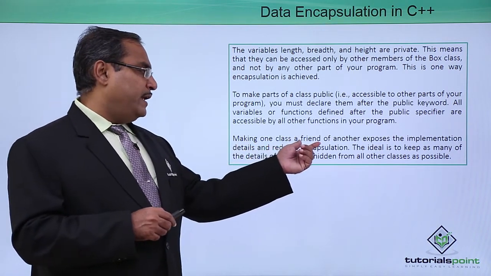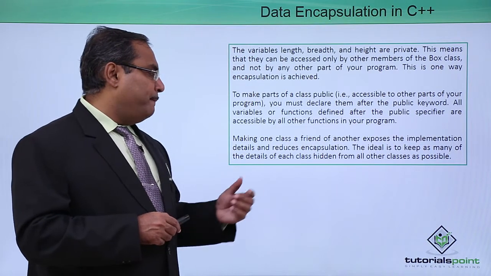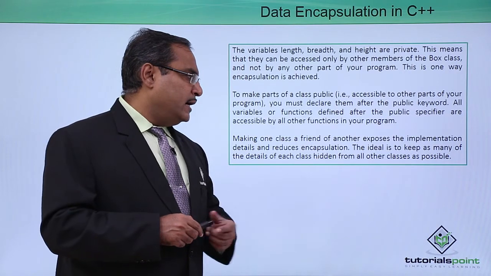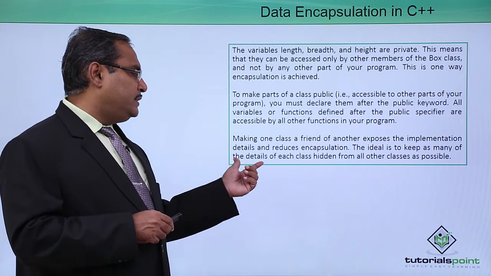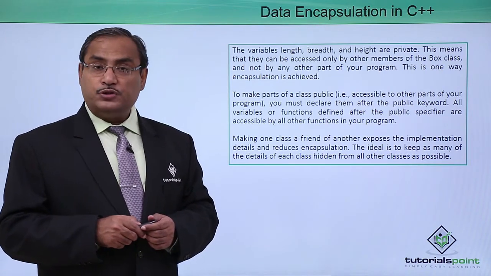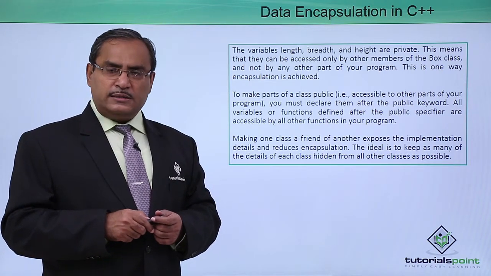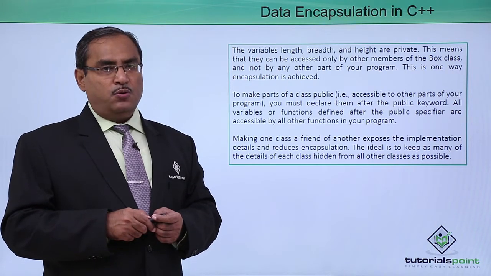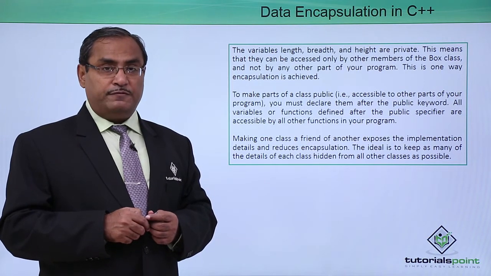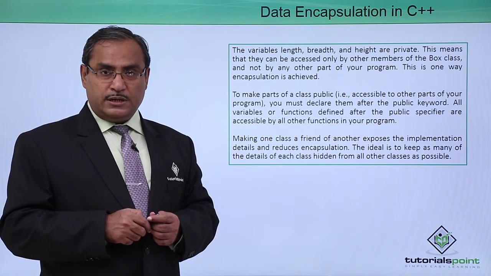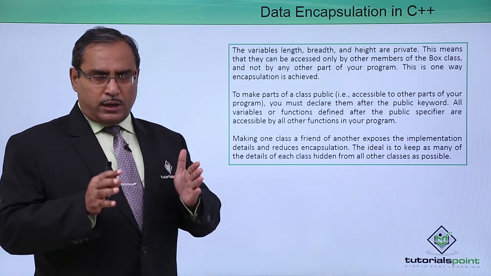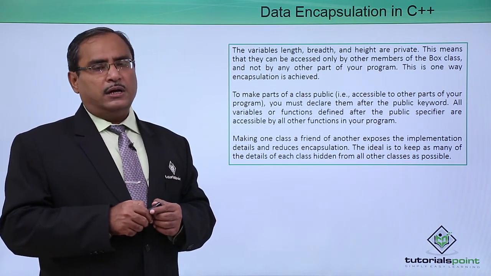Making one class a friend of another exposes the implementation details and reduces encapsulation. The idea is to keep as many of the details of each class hidden from all other classes as possible. So only the friend function implementation will go for some relaxation of this security. Otherwise, if we define all the private members, they will be inaccessible from the outside world in this particular program.